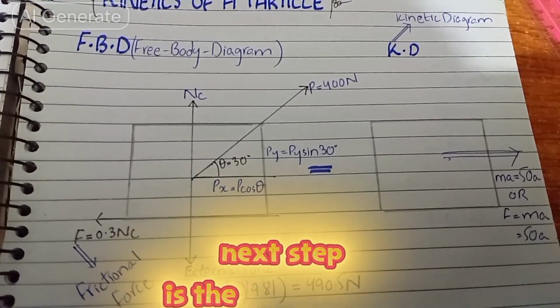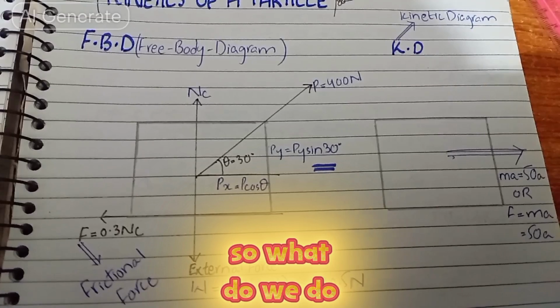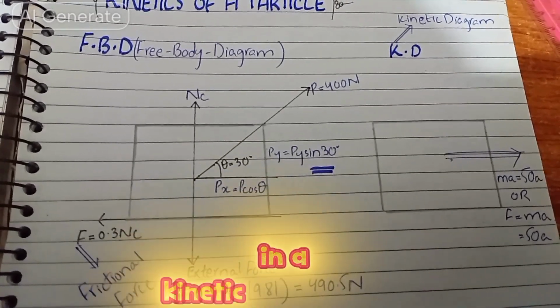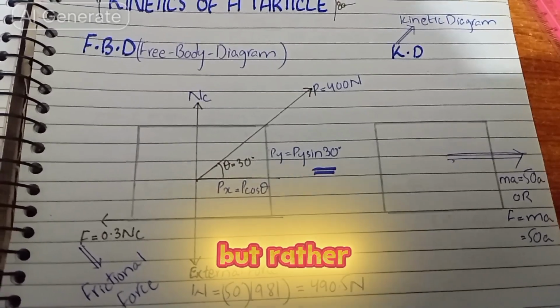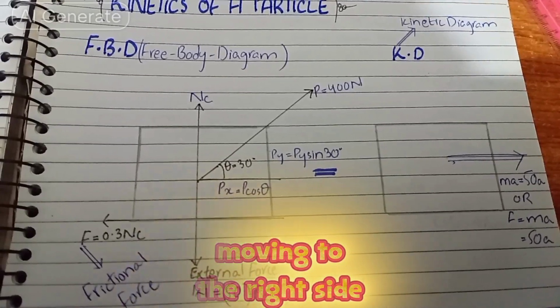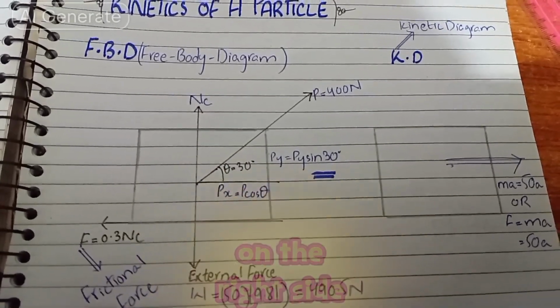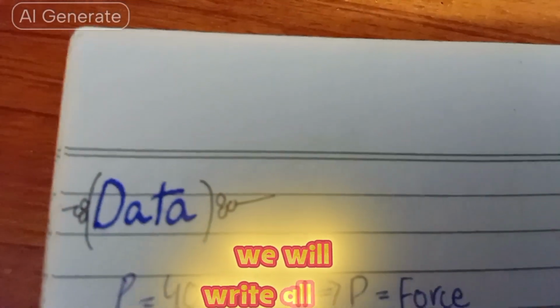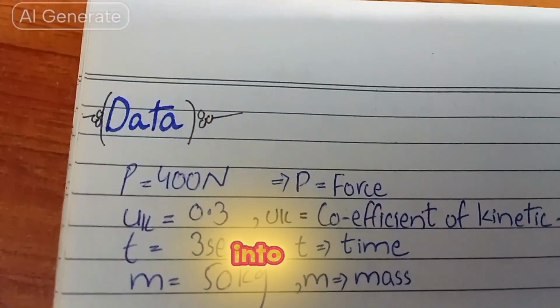The next step is the construction of a kinetic diagram. So, what do we do in a kinetic diagram? In a kinetic diagram, we do not show forces but rather show the direction where our object is moving. Like here, our object is moving to the right side, so we have shown it on the right side. But after this, we will write all the given parameters and forces into the data.